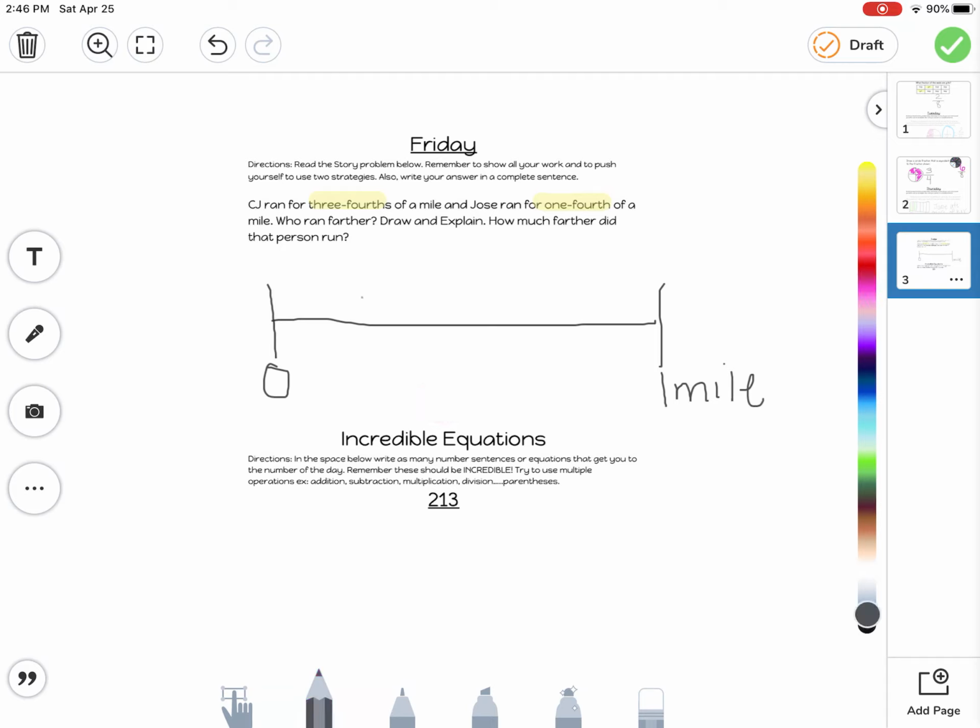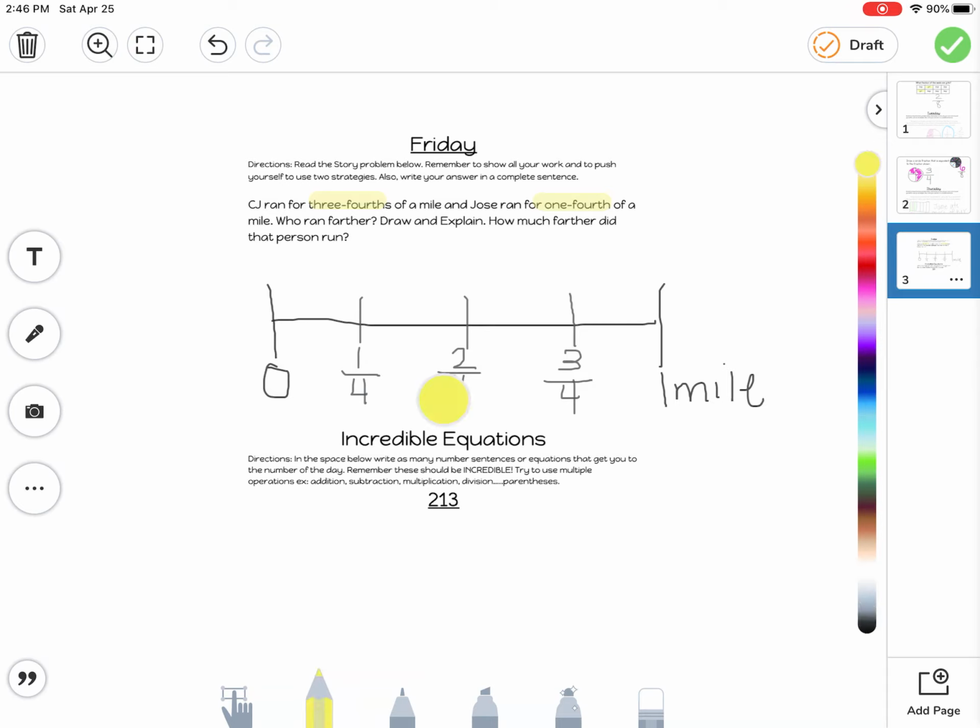And I'm going to do 1, 2, 3. And that would be 4/4 at 1 mile. So this is 1/4 of a mile. This is 2/4 of a mile. And this is 3/4 of a mile. So now I'm going to put each person where they belong.